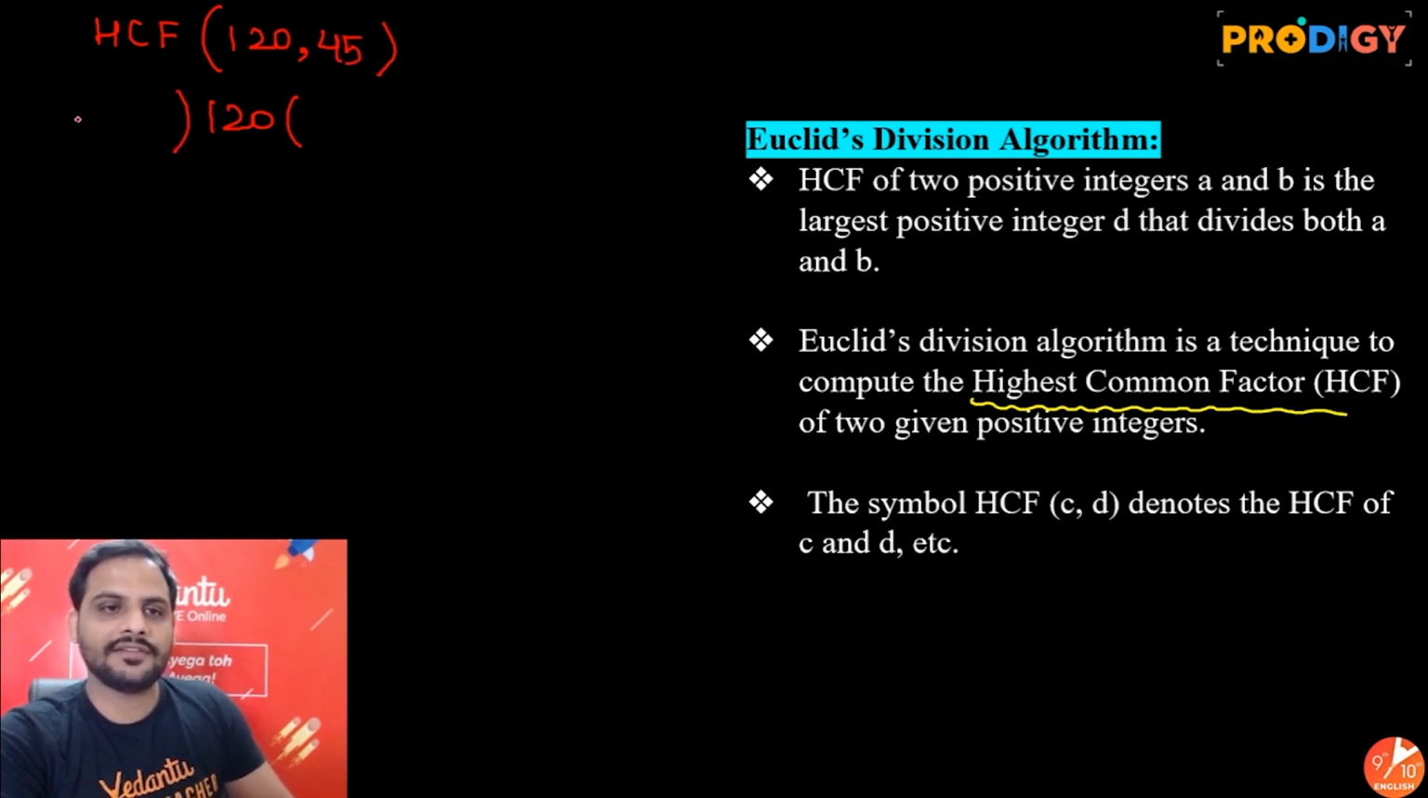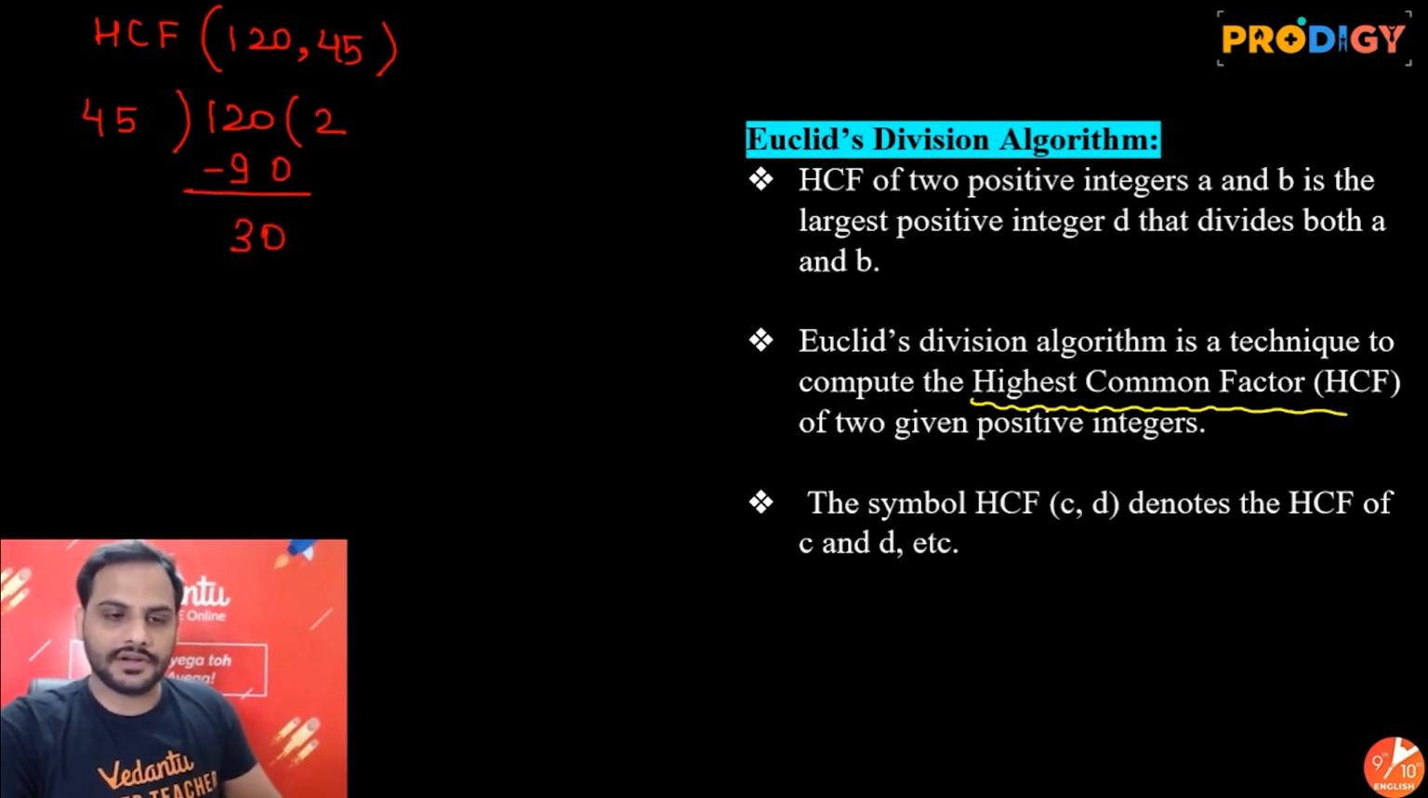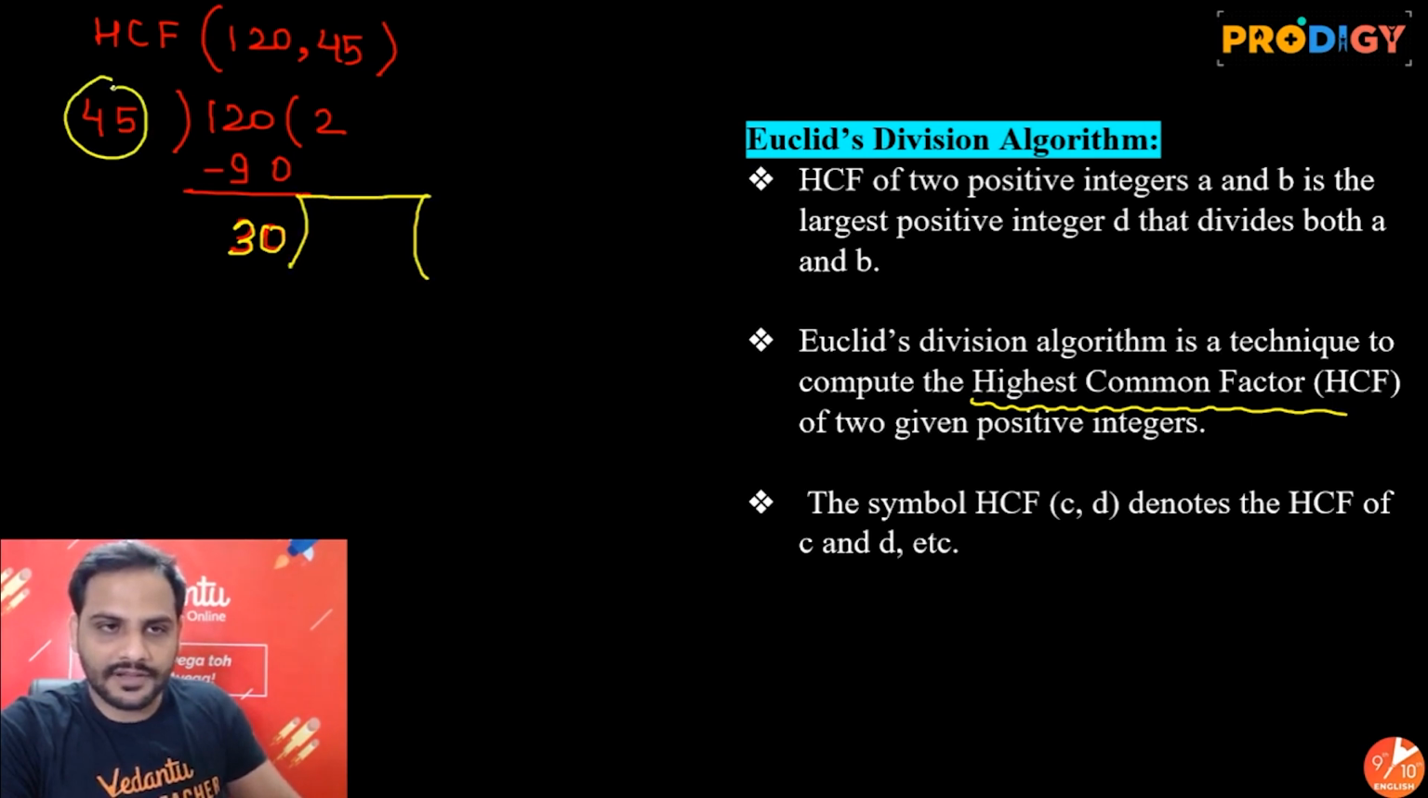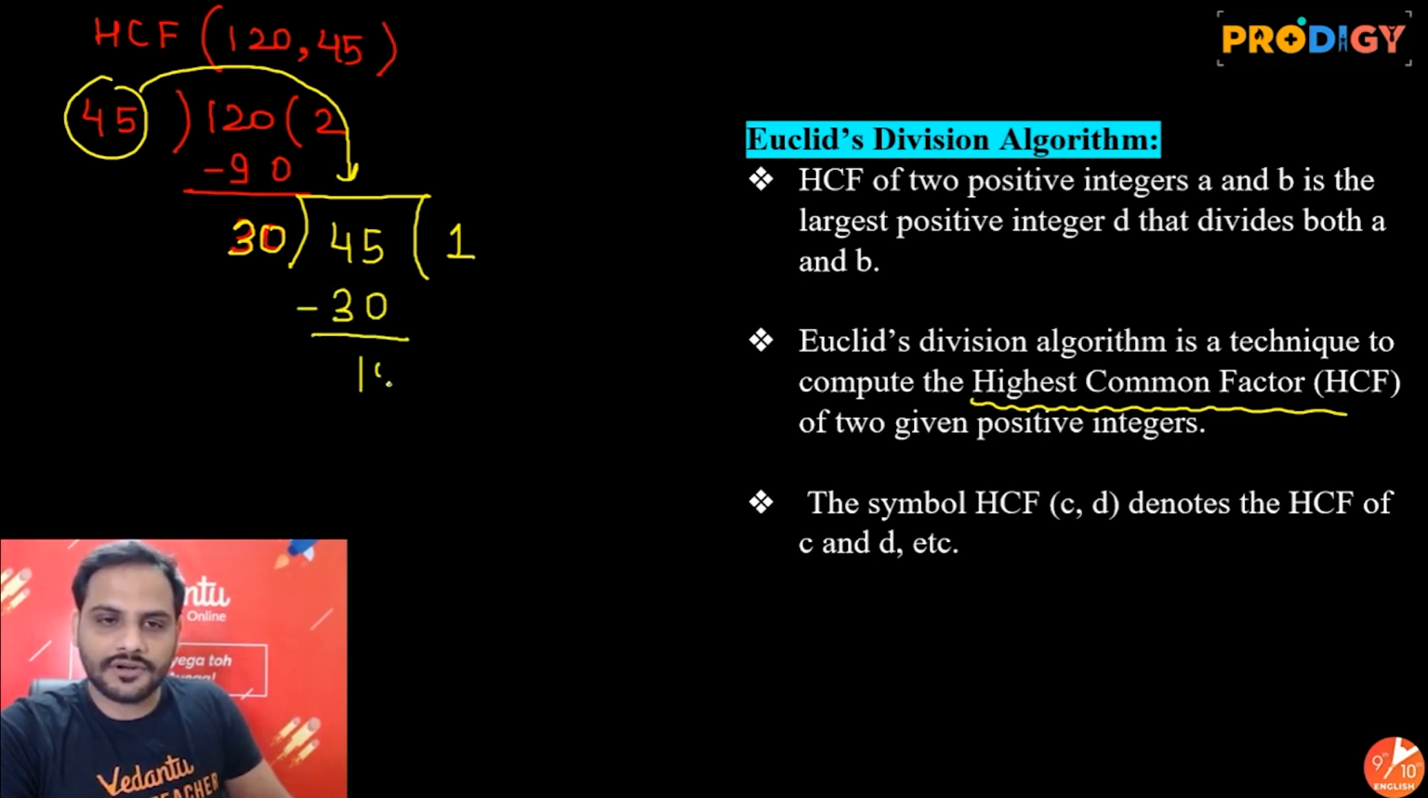So 120 divided by 45. I can say 45 twos are 90. Yes, the remainder is 30. Now again complete the step. This 30 will become your divisor and the divisor of step 1 will become your dividend. Now again I can say 30 ones are 30, 30 twos are 60. Subtract them. So now we have got 15.